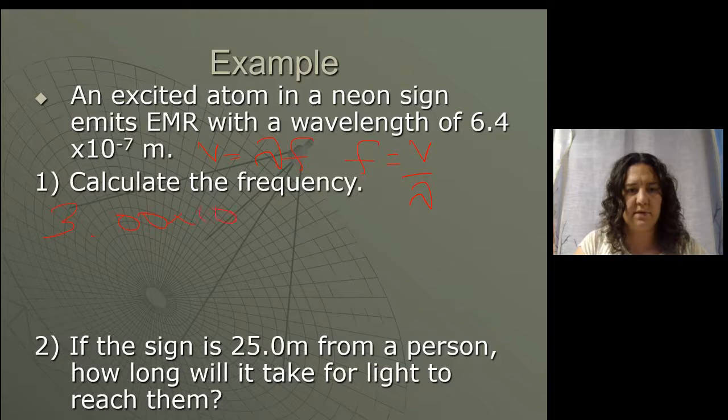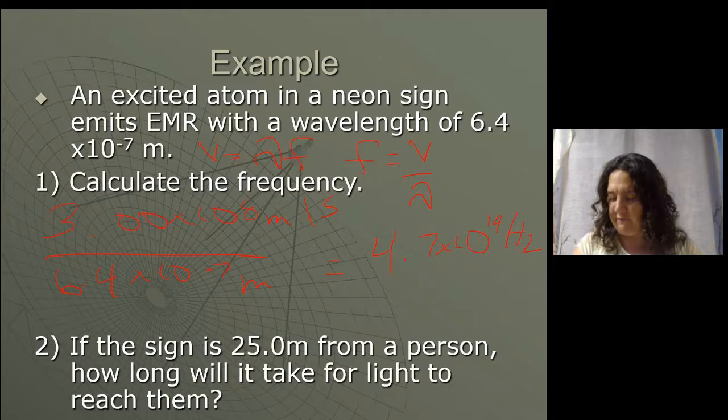So we're going to go 3.00 times 10 to the 8th meters per second divided by 6.4 times 10 to the negative 7th meters, which gives us a total frequency of 4.7 times 10 to the 14 hertz. So that's how often waves happen in each second.